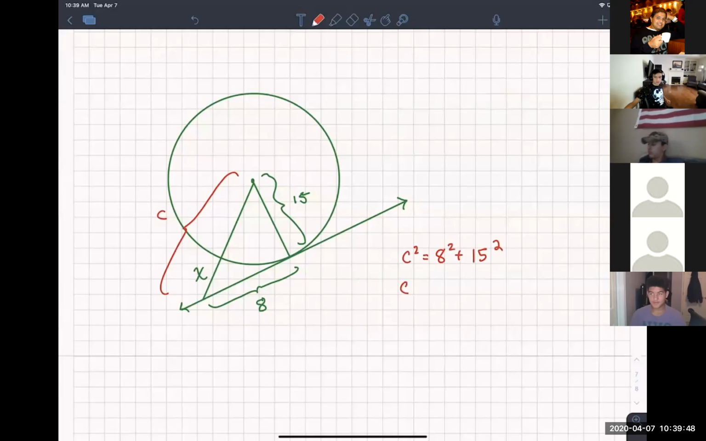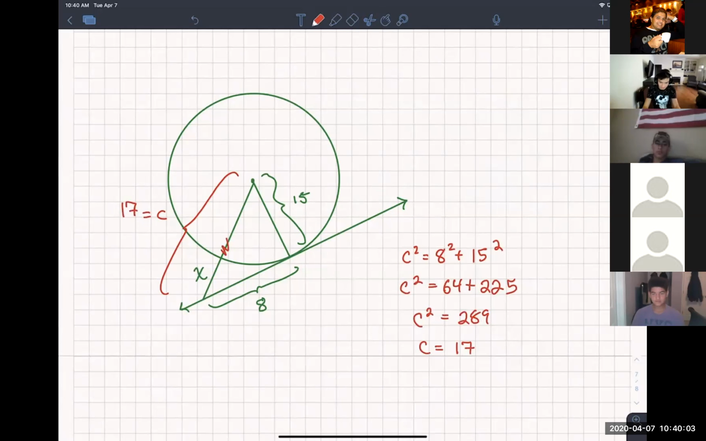So c squared equals 64 plus 225. So c squared is 289. So c is 17. So if that is 17, we know from here to here is 15 because all radii are the same. So that makes this 2.